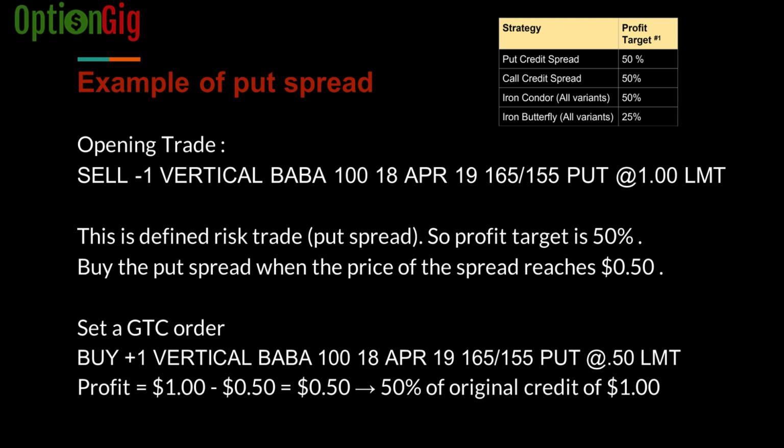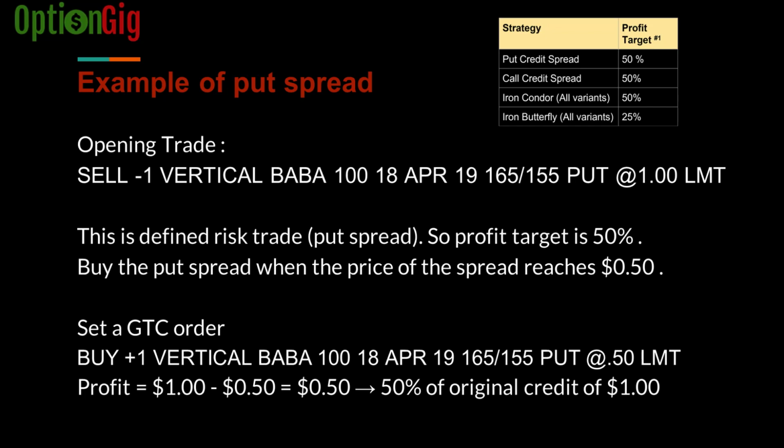For example, this is an example of a put spread. Instead of selling the $165 naked put like we had seen in the previous one, this is a put spread with $165 as the short leg and 155 as the long leg. So this is a put spread of width $10. In this case, we have sold this put spread for an initial credit of $1. This is a defined risk trade, so the profit target is 50%. That means we should buy the put spread back when the value reaches 50 cents. So you should set up a good to close order like this.